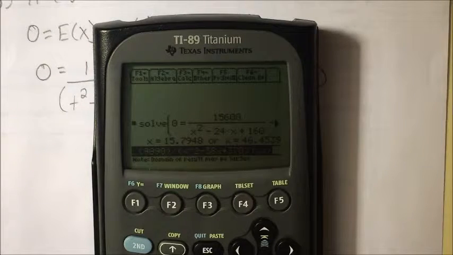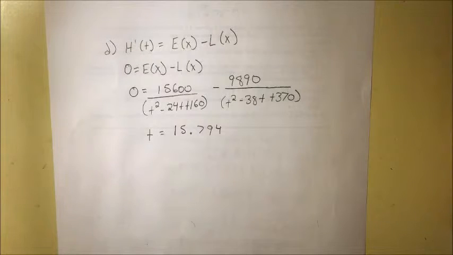Now, for this equation, we got two answers, 15.79 and 46.45. However, we remember from our original stipulations of the problem that the interval we are working with is only from 9 till 23. So therefore, 15.79 is the only answer that will work. You can now write your answer as t equals 15.794, because we found that is when the function will reach its maximum number of people. And this problem is worth 2 points.